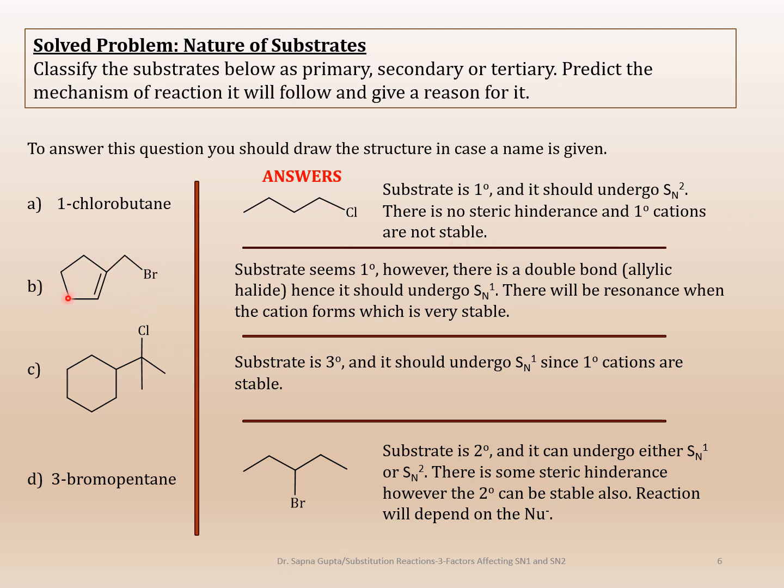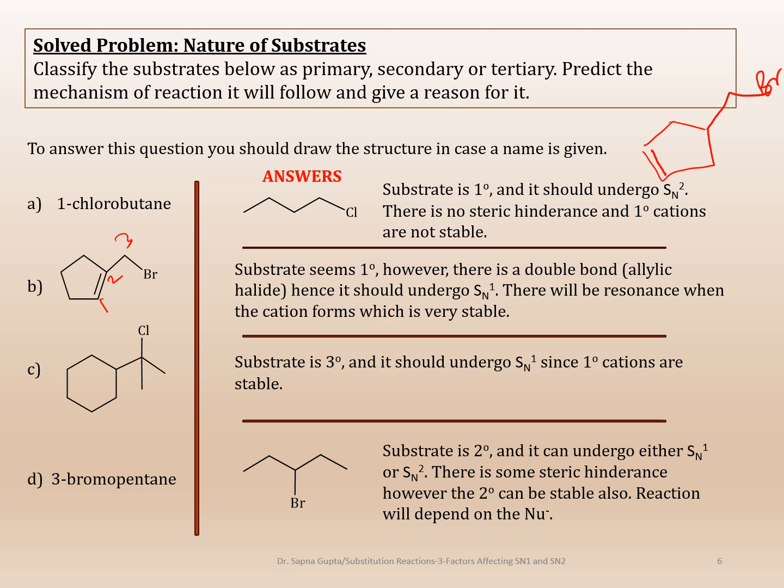In B, I can see a double bond, so I count my 1, 2, 3, and then 1, 2, 3. Here is the bromine, and so which means that when this leaves, I will end up getting an allylic cation because this is an allylic halide, and so therefore it should give me an SN1 reaction. Okay. Now, as I said before, allylic is 1, 2, 3.